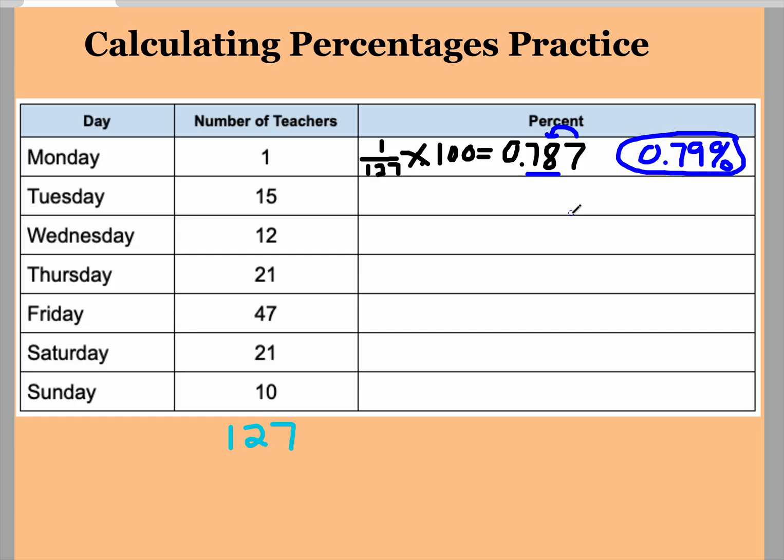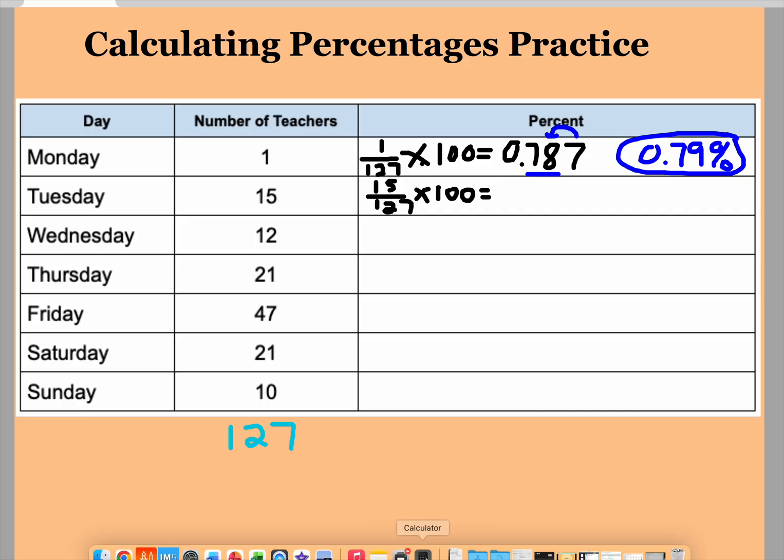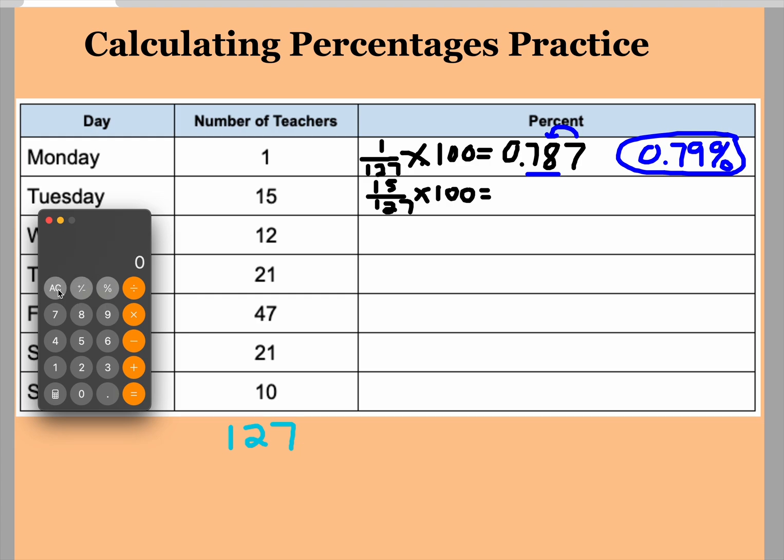We're going to do the same thing for each other day. So I'm going to go to Tuesday. We got 15 out of 127. And then we're going to multiply that by 100 to get our percent. As we work through this, we're going to follow this pattern as we go along. When you're comfortable, go ahead and pause this and check how you're doing with the rest. We will work through these together, but at any point, feel free to pause and then check.